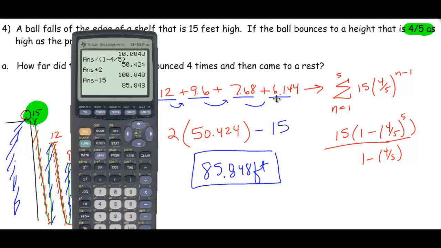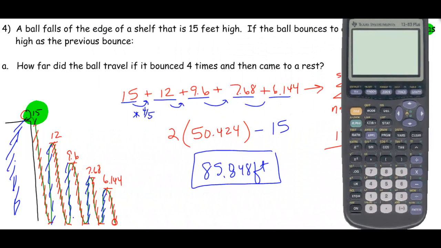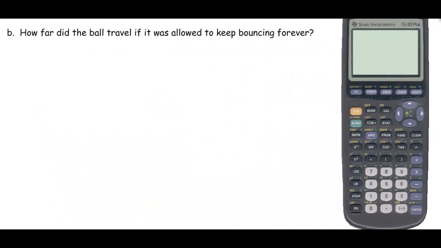So I could change up all the numbers. I can say the ball was at 20 feet and it bounced to 2/3 as high, and you can do this. You can mimic the same exact problem over and over again. But what if I change the problem up a little bit? What if I say, how far did the ball travel if it was allowed to keep bouncing forever?